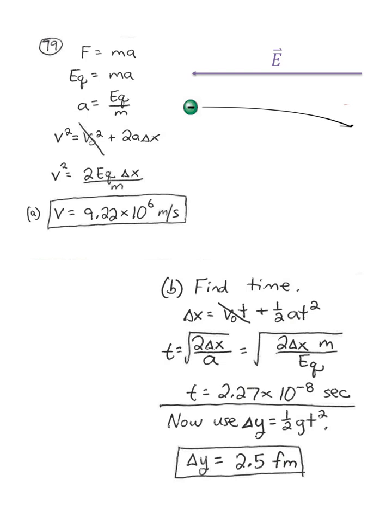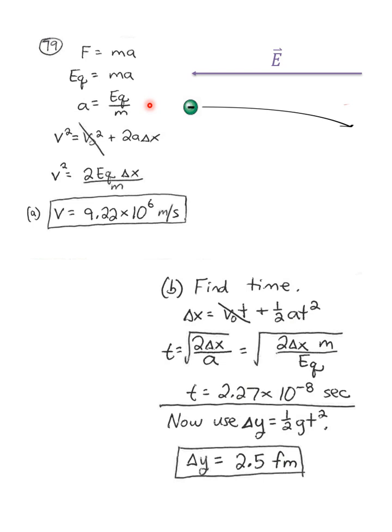All right, so question A is one-dimensional, it'll become a kinematics problem. Question B is going to get into projectile motion where it's going to fall a little bit. So for question A, we want to know the speed it's going. We'll start with F equals ma, and the force on this charged particle is electric field times the charge equals ma. And we want to solve for acceleration. So acceleration is electric field times charge divided by mass.